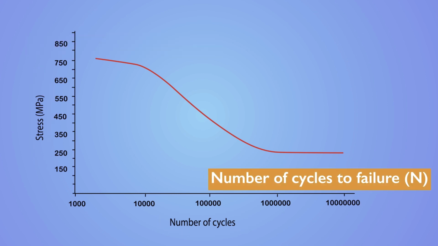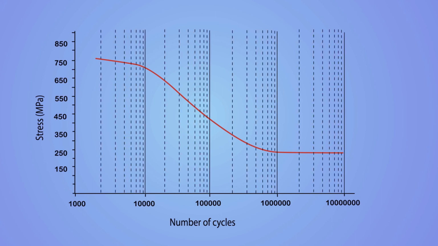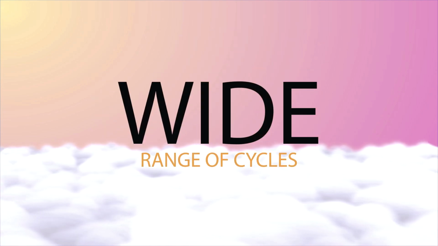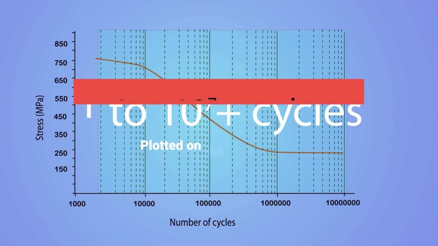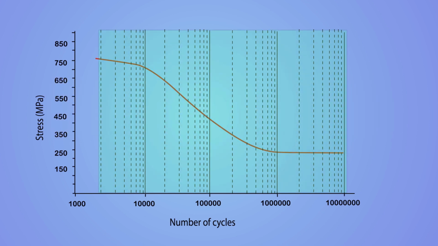An important thing to note is that the x-axis with the number of cycles is usually plotted on a logarithmic scale rather than a linear scale. Here are the reasons why it's plotted as such. Number one is the wide range of cycles. Materials can fail after a few cycles or after millions of cycles. A semi-logarithmic scale allows a wider range of cycles to be represented on the same graph without it becoming excessively wide.